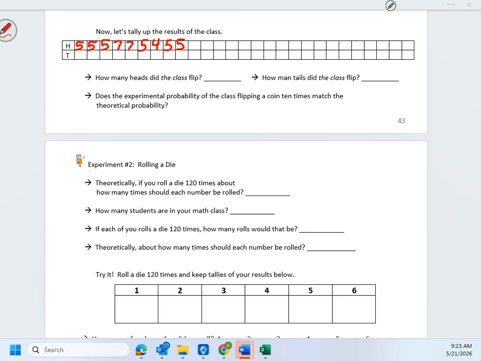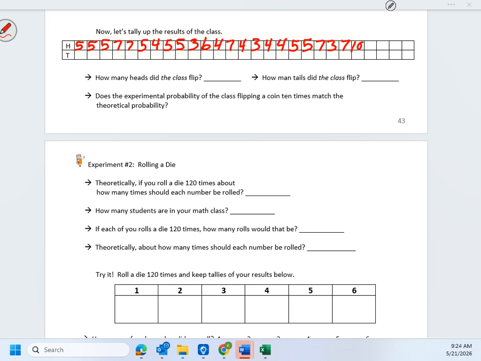Gigi. 6. 4. 7. 4. 4. 4. 1. 5. 5. 7. 3. 7. 10. You got all heads.